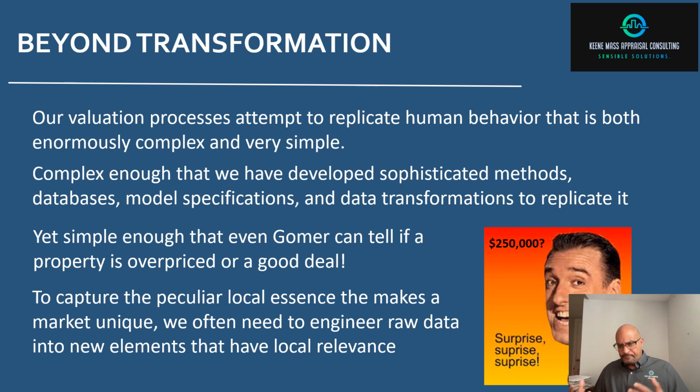So those are 4 examples of things that no camera system could have predicted or would have been able to create into a prepackaged model. And yet, without those variables, without those attributes, our markets just simply were not understandable. So feature engineering goes beyond mere transformation, and it's probably needed to capture some peculiar local essence in just about every market. And these are the things that Gomer implicitly knows.